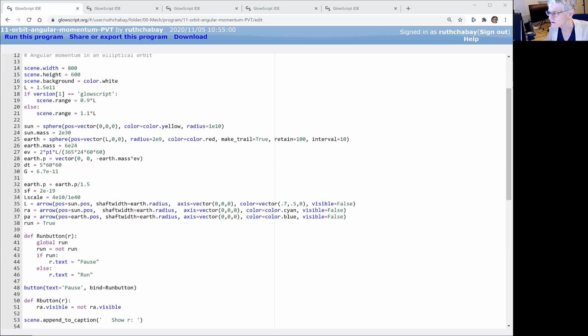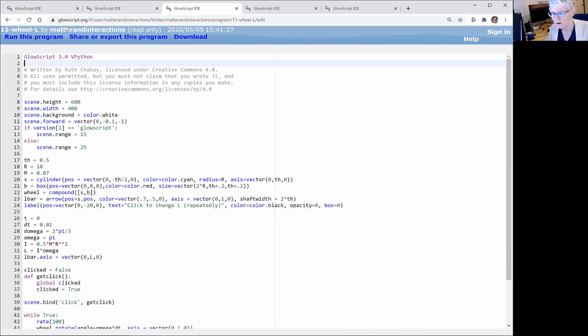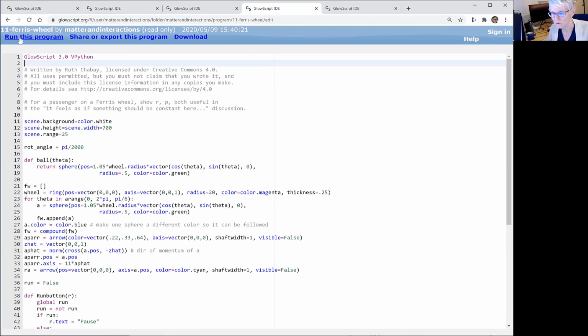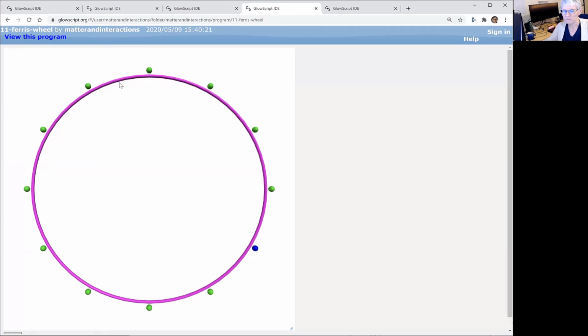So the motivation for angular momentum will, I think, be sort of clear. So here's a VPython program, and it shows a Ferris wheel like you'd ride on at a state fair, a big wheel with passengers riding around on it. And we're going to focus on this blue passenger here.